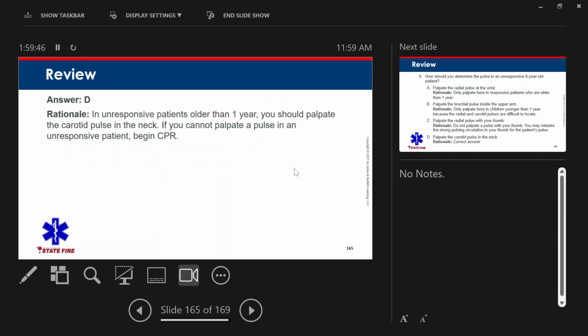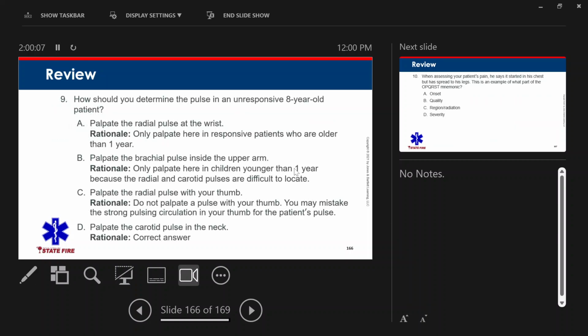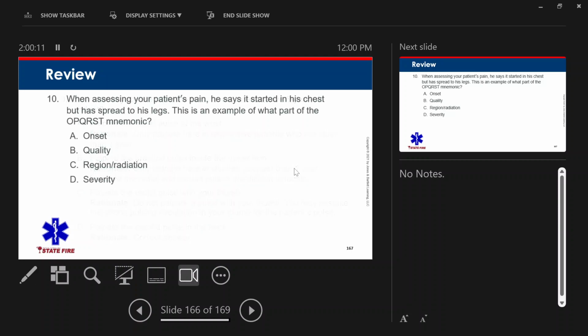In an unresponsive patient older than the age of 1, you should palpate the carotid. I like it because in the class we said, if it's a defined neck, probably be okay. Probably. But since they made him 8 and didn't talk about puberty, it's D. Palpate the carotid. He's over the age of 1. Commit that to memory, okay? Over the age of 1, the natural resolution perspective is go to the carotid.